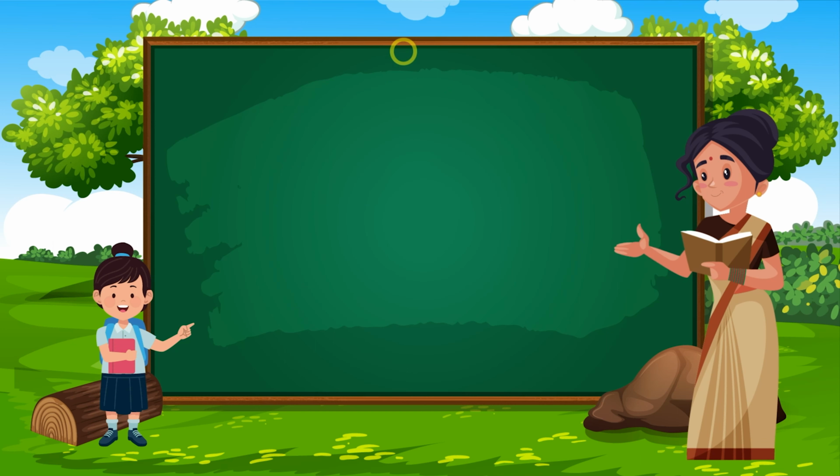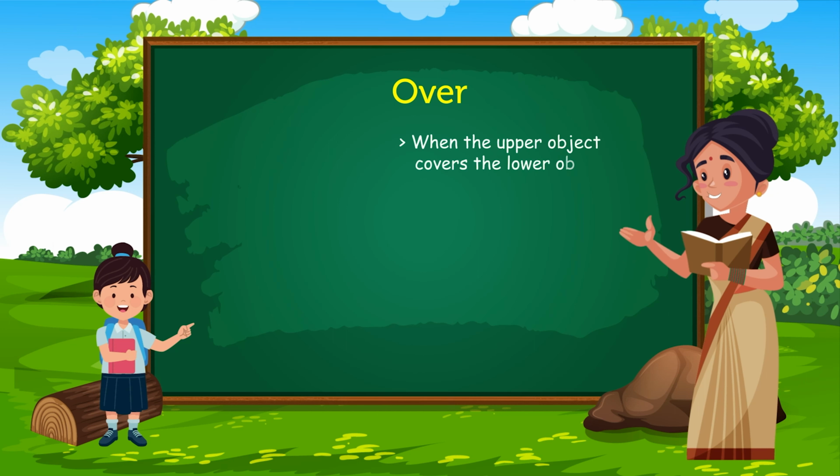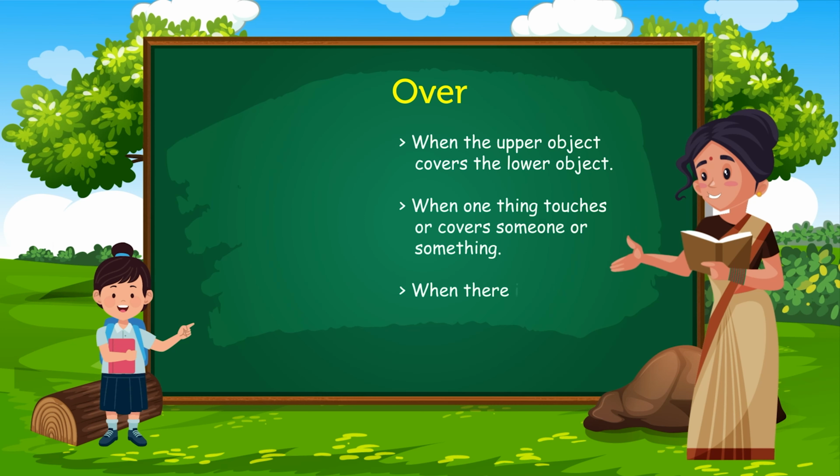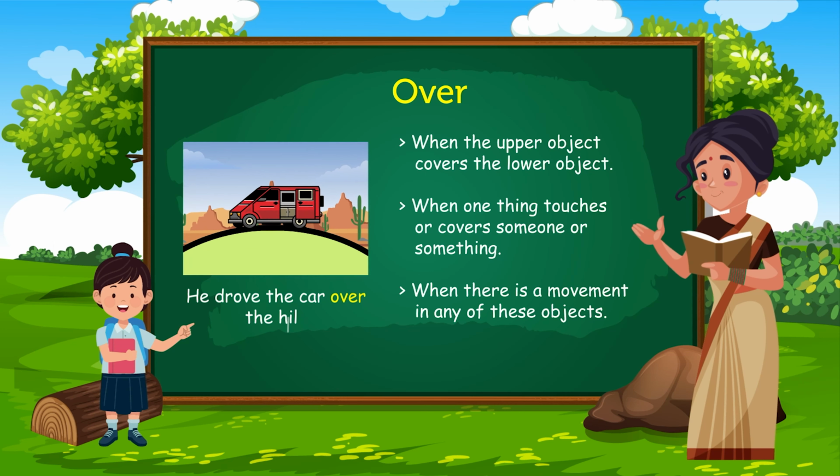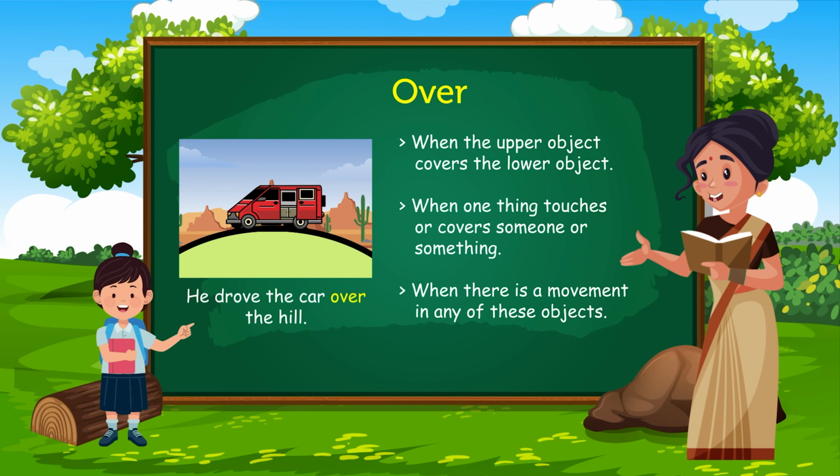Next, we'll move on to the preposition over. When the upper object covers the lower object, when one thing touches or covers someone or something, when there is a movement in any of these objects, we use the preposition over. For example, he drove the car over the hill. Car is the upper object and the hill is the lower one. Car touches the hill. Car is in movement. So, we use the preposition over.